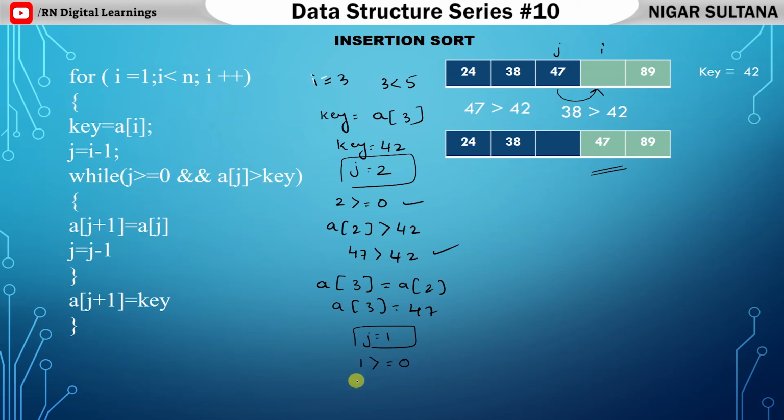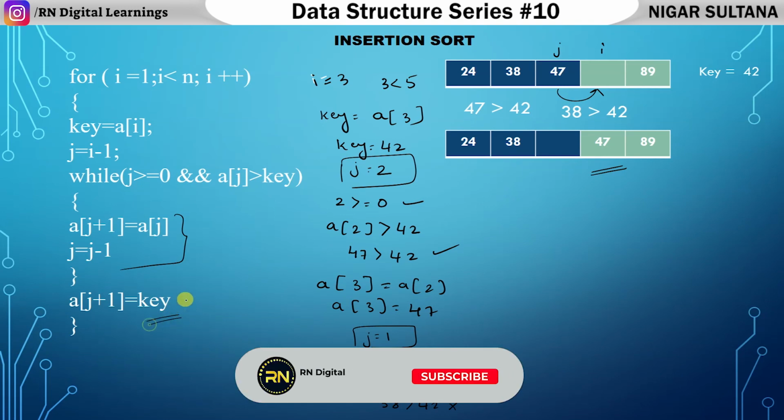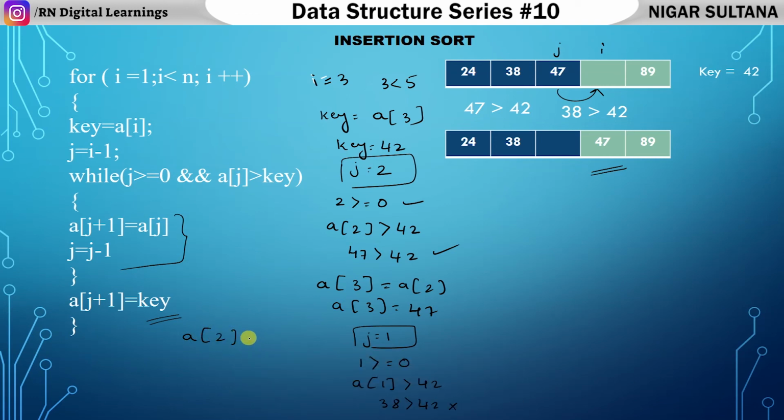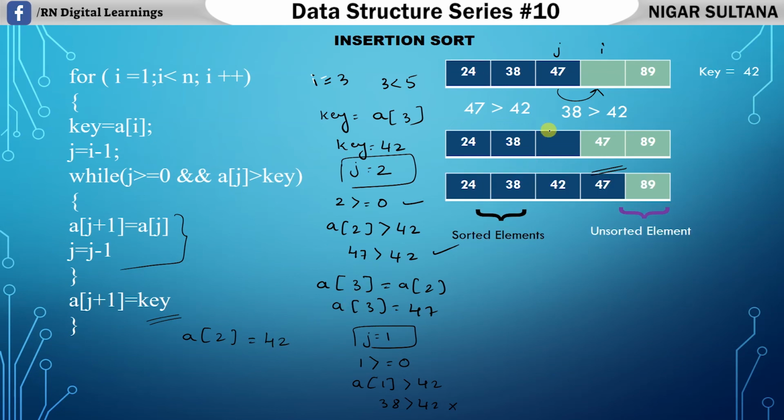This is true. And again, we have A of J. J is my 1. Is A of 1 greater than key? Key is 42. What is A of 1? Is 38 greater than 42? This is false. There is no need of executing this statement. Directly, we can place the value of key in A of J plus 1. J is my 1. Then 1 plus 1 is 2. In the place of A of 2, I must insert the value of key. Key is 42. Now, I have placed this 42 in the place of A of 2.